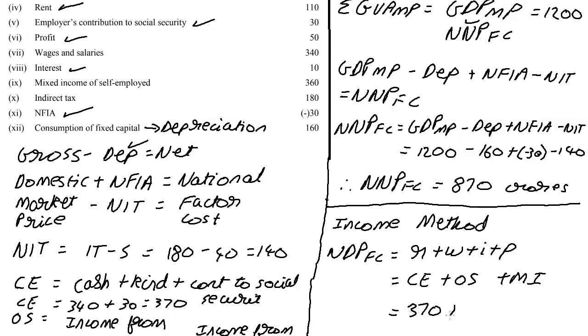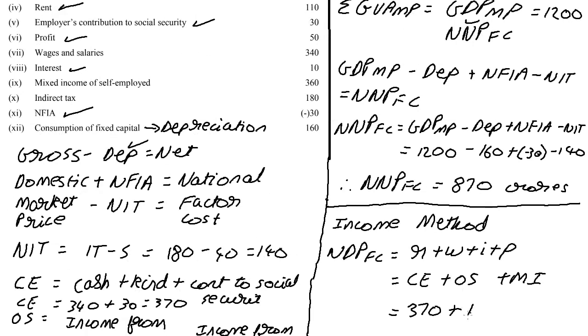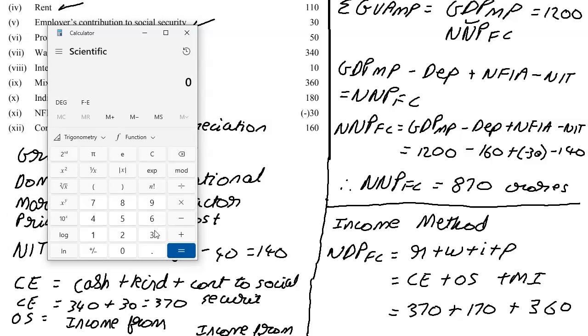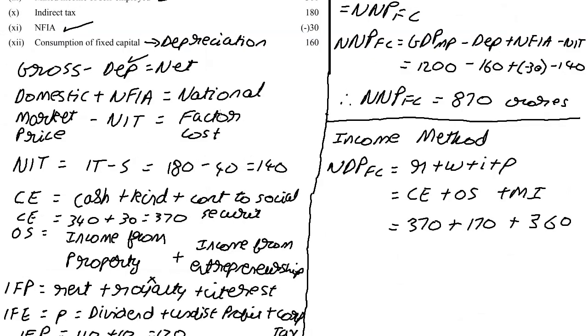So 370 here, operating surplus, I've just done all that math, it is 170. And mixed income, thankfully, has been given to us directly, 360. Adding all of this, you will get your final answer. So 370 plus 170 plus 360, which gives us 900. So NDPFC gives us 900 crores.